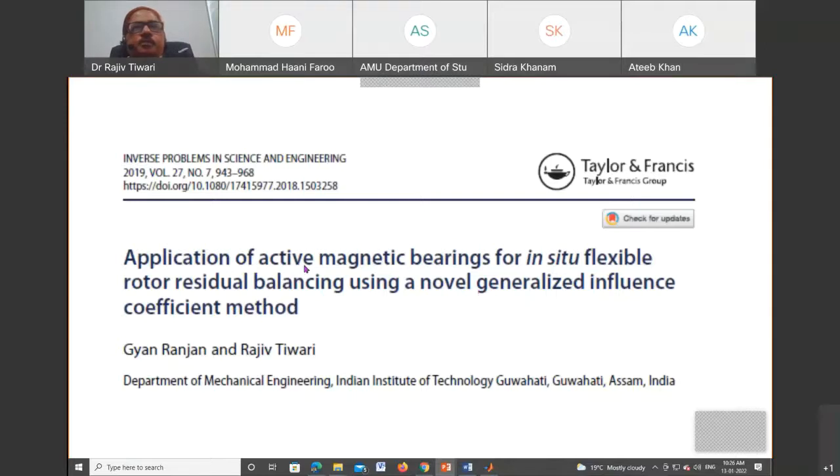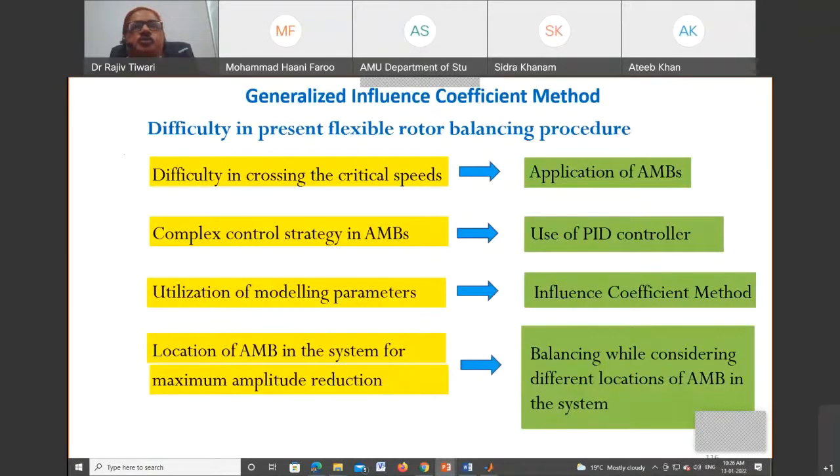In the previous case the conventional bearing was not there, but in this particular case both the conventional bearing and the magnetic bearing were there, so that was the main difference. As I already explained, to balance a flexible rotor we need to operate the rotor up to the operating speed, and often the operating speed is above the critical speed, and an unbalanced rotor crossing the critical speed is very difficult. With AMB that is possible because it will try to suppress the vibration and can even eliminate the resonance condition, so we are able to easily cross the critical speed and take the measurement, and using that we can estimate the unbalance in the system.